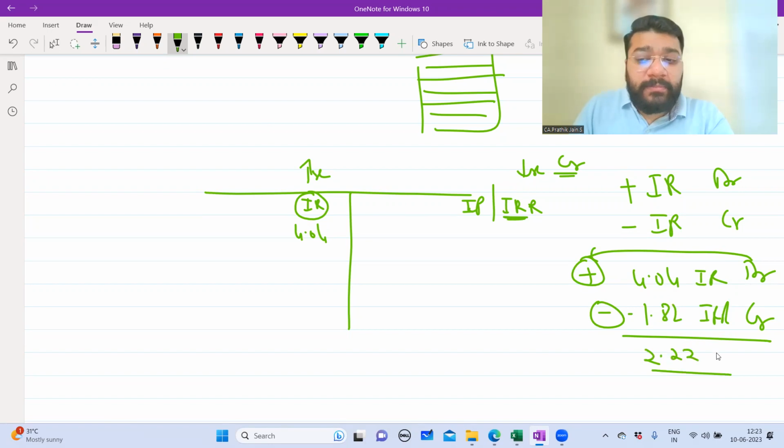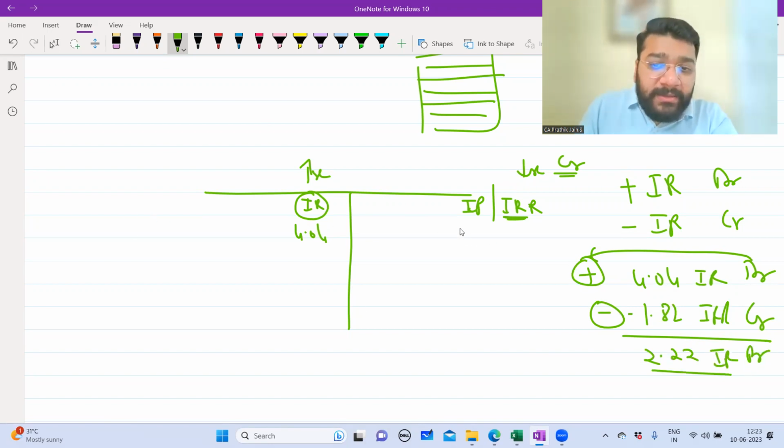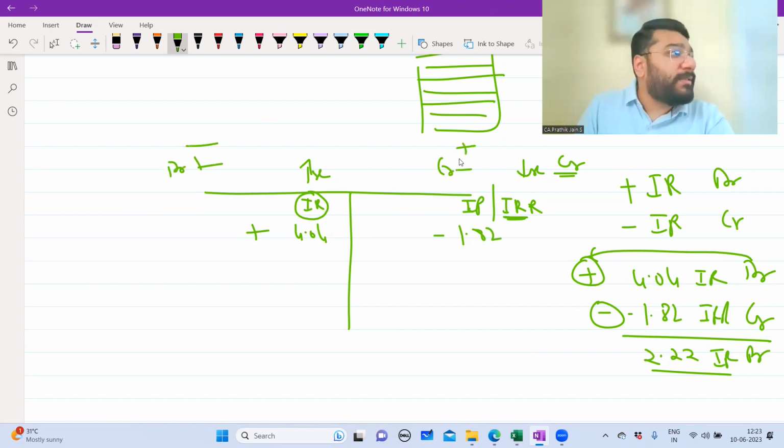2.22. Is it? Interest receivable, debit balance. Am I right? So here, can I say this 1.82 that you're recording is minus? If debit is plus, credit is minus. If debit is minus, credit is plus. So automatically now we try to balance it, guys. Please try to balance this.